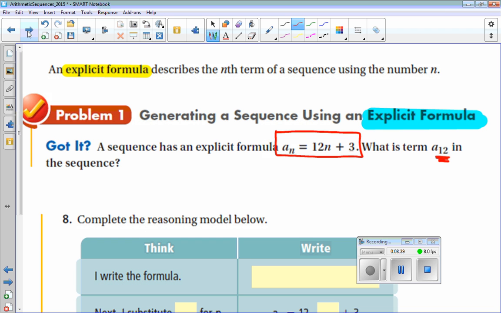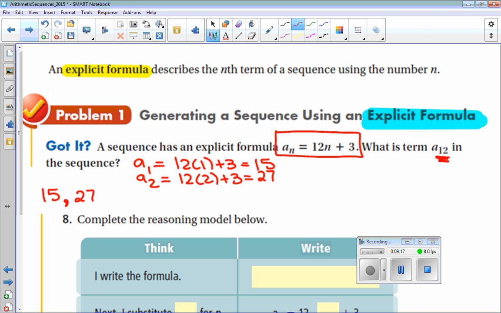Well, let's just find a pattern first. Let's find A sub 1. How would I do that? Well, I'd plug a 1 in. What is 12 times 1 plus 3? 15. So if I'm going to write out the sequence, the first one's 15. What's A sub 2? Well, what does that mean I'm going to do? Plug a 2 into my formula. And when I plug in a 2, what do I get? 12 times 2 plus 3. I get 27. So that means the second term is 27.